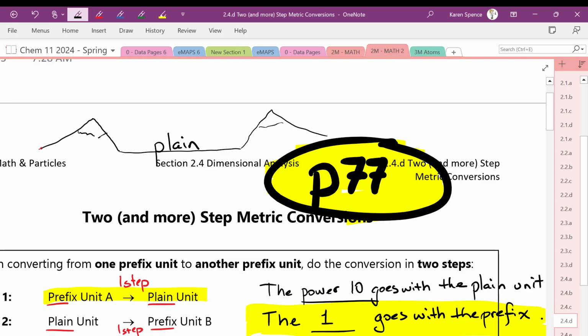So when we're doing metric conversions, if I've got a prefix and I've got a prefix, I have to first convert to the plain unit and then convert to the other prefix unit. Okay? So let's try this out.